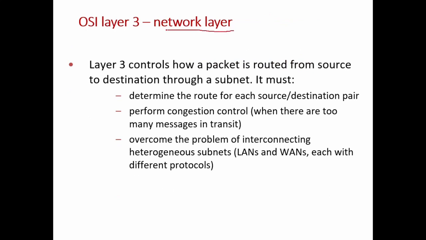And what is the difference between the network layer and the previous layer, the data link layer? The data link layer is responsible for transferring the information between any two adjacent nodes. But the network layer only cares about the sender and receiver, not any intermediate node.